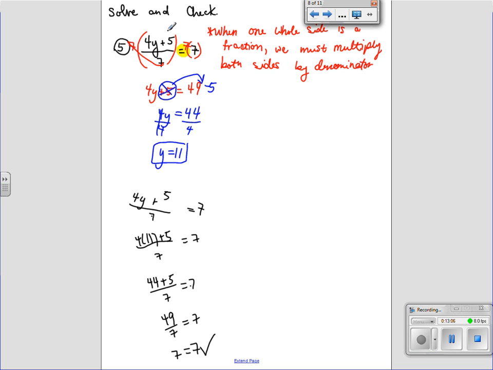I know that one was a little bit bigger of a problem, especially with the check down here. It was a little bit longer, but we still follow the same steps. And this finishes up our multiple step equations. Thank you very much.